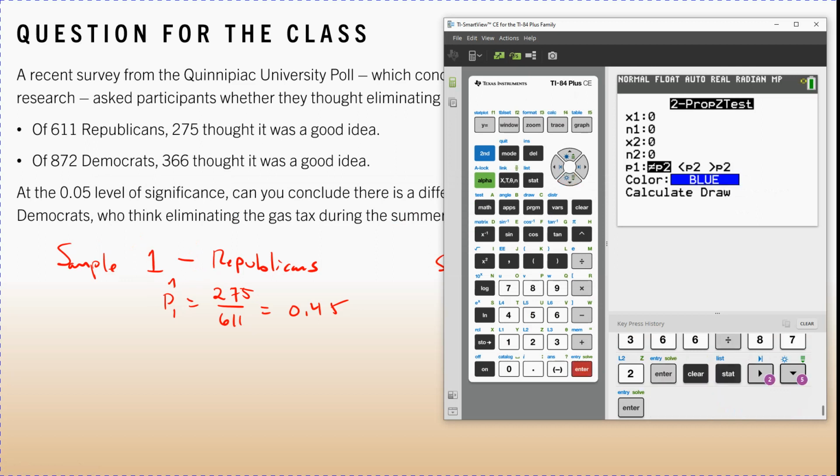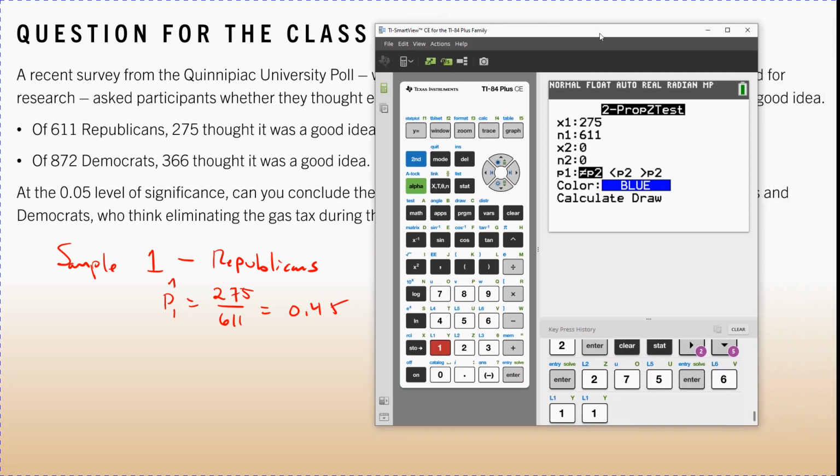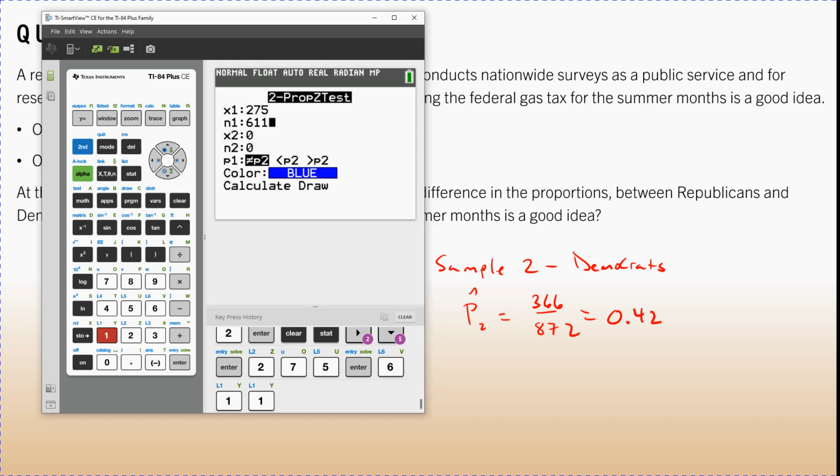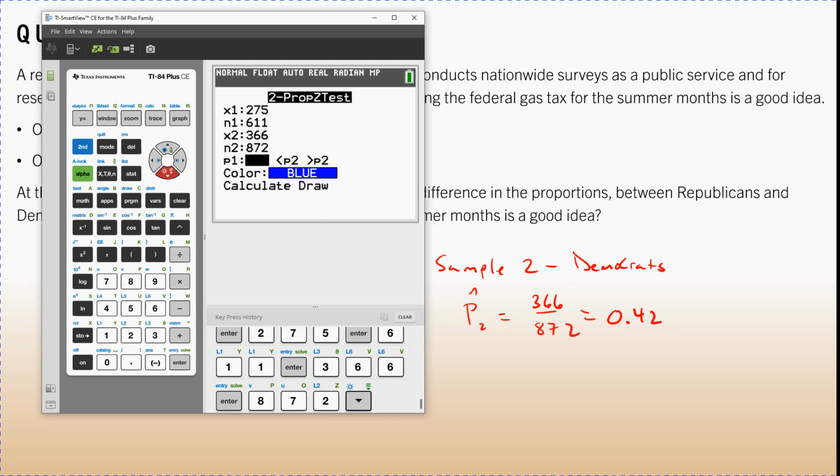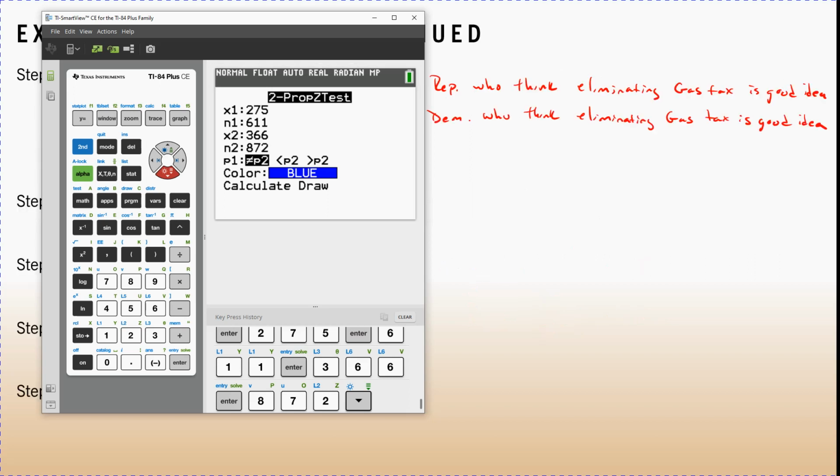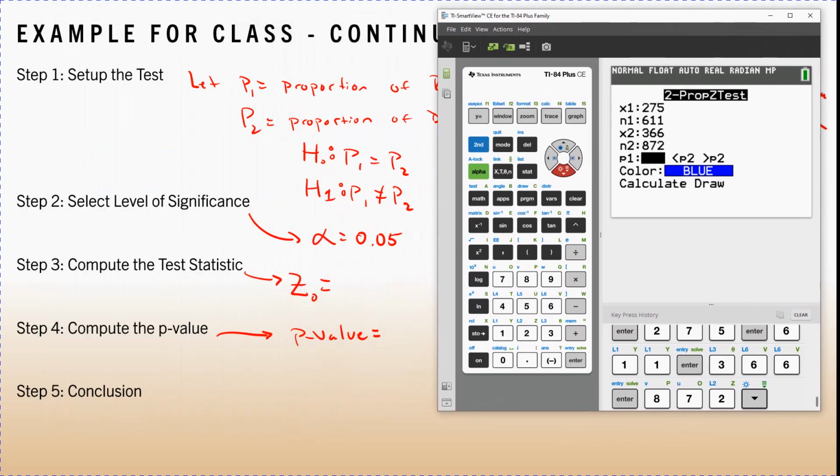And so when I hit enter, you're going to notice it's going to ask me for a few things. So X sub 1 was the Republicans. So 275 Republicans thought it was a good idea out of the 611 total Republicans. And then look, X sub 2 was 366, and there were 872 Democrats. And we just wanted to check the alternative was, going back, that they were not equal. So I'm going to make sure that's selected. I'm going to scroll down to calculate.